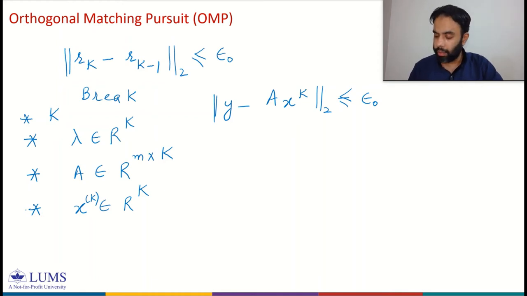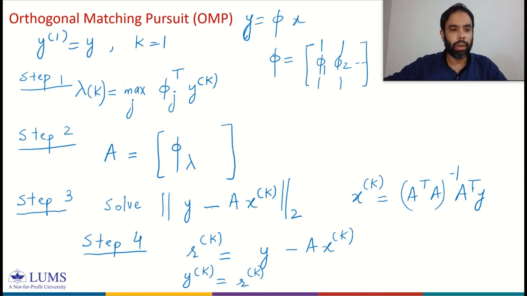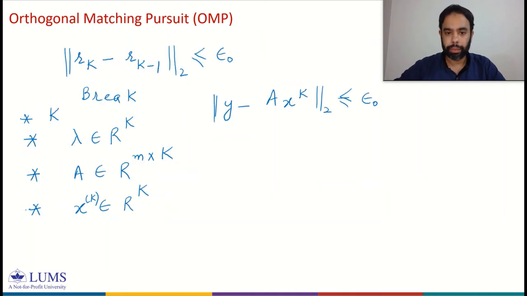But which of those columns have we used? That information is stored in this lambda. If you recall, in the algorithm, lambda was storing the information about the best column of phi that has the maximum correlation with y or the residual in each iteration. So that's how we determine lambda. So what do we have now? We have x k that belongs to R K, but we were rather interested in determining x. So we have x k and we want to determine x. Using this x k, we can determine x.